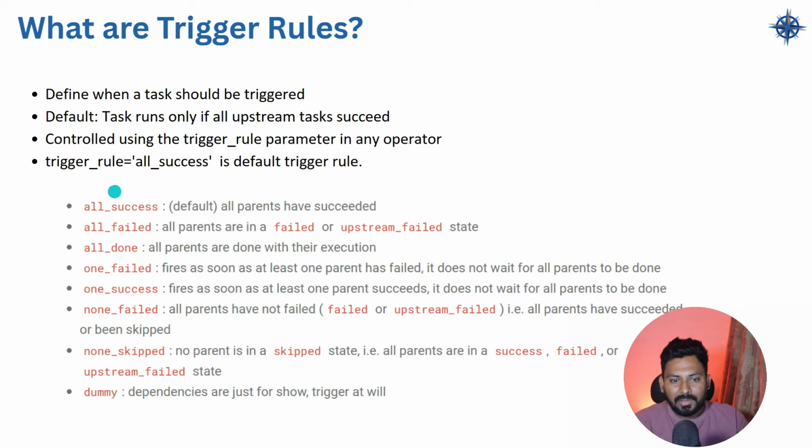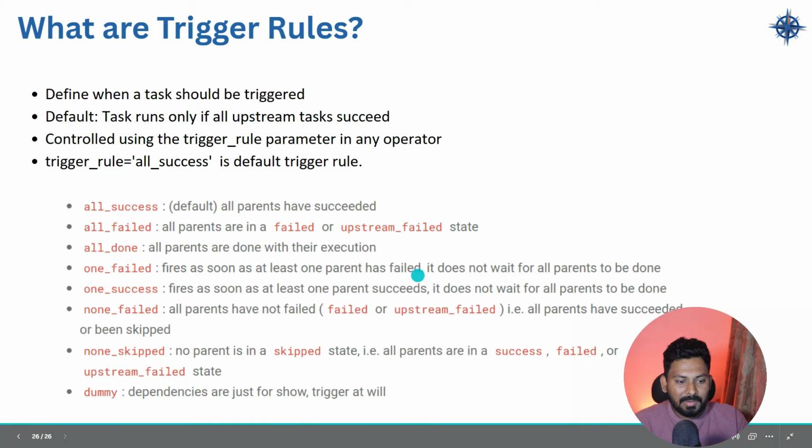We'll see a lot of options here. So these are the trigger rules. First is all success, which is the default. Then all failed, where all parents have failed, and only then it will trigger the task. Then all done: either it fails or succeeds, anything, but it should at least have executed. The status can be anything, but it should at least be executed, then it will trigger the next task. Then at least one failed, at least one success, none failed, none skipped, and dummy. There are a lot of trigger rules.